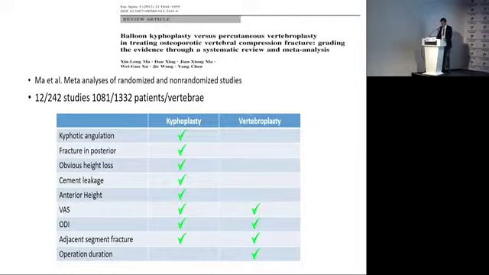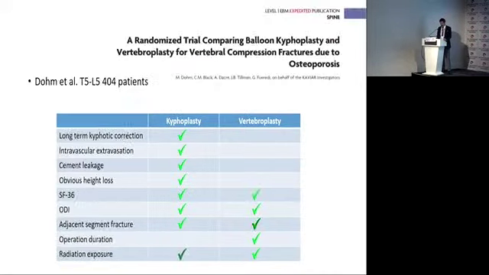In the Ma et al. study, they found kyphoplasty has more advantage in terms of kyphotic angulation correction when the fracture is posterior, or if there is obvious height loss, and it has an advantage in preventing cement leakage and correcting the anterior height. And there are no differences in terms of VAS, ODI, and adjacent segment fracture. And vertebroplasty has an advantage only in operation duration.